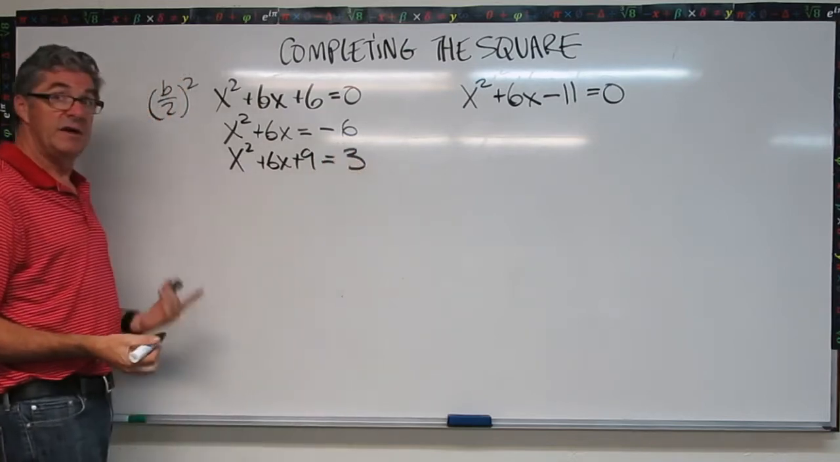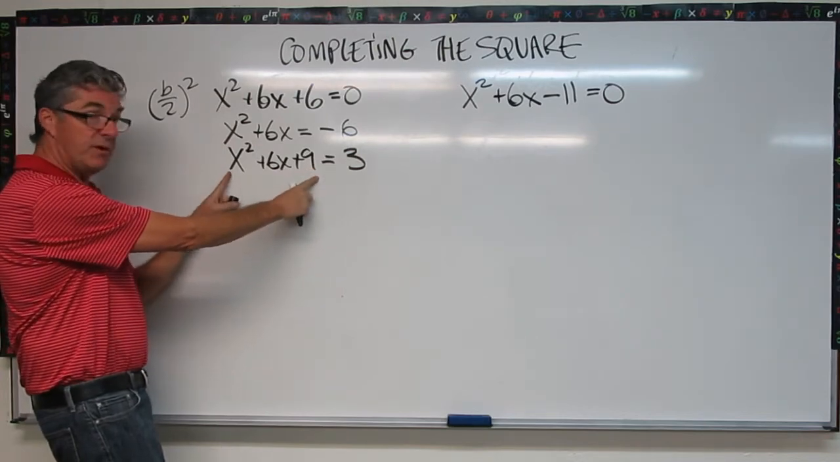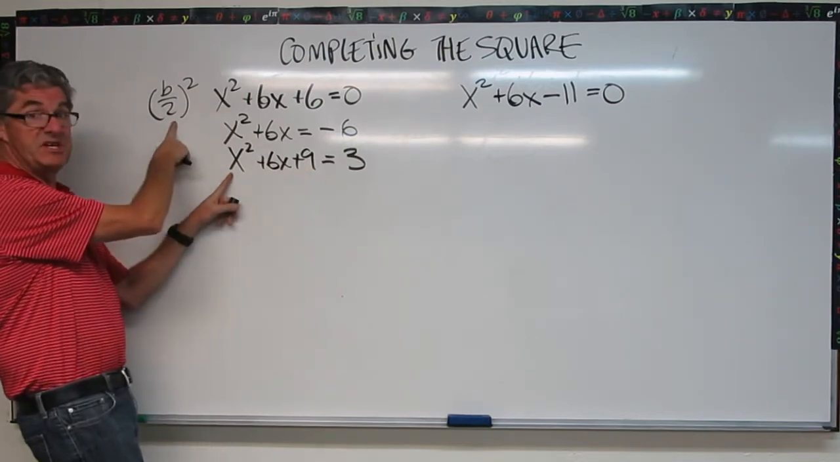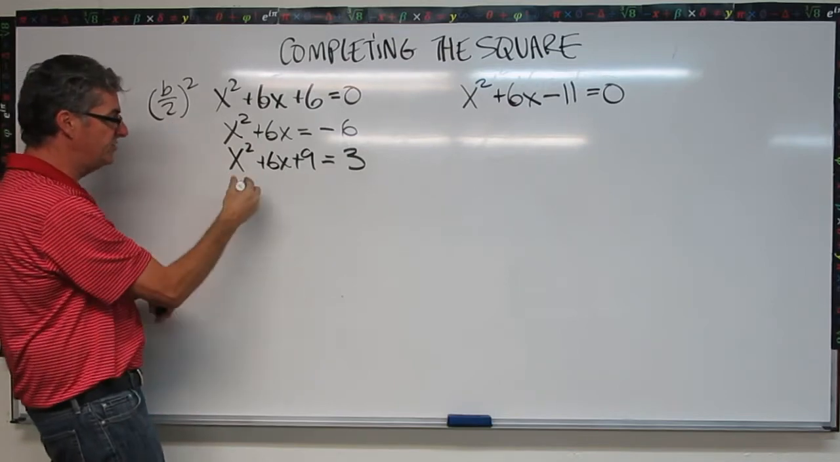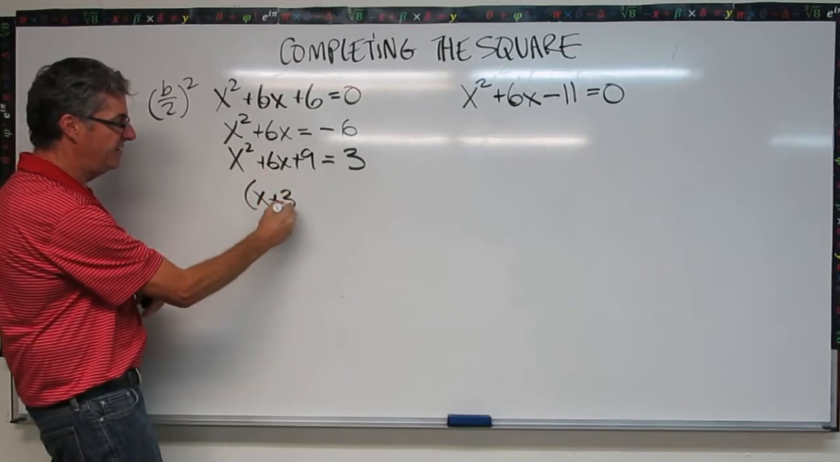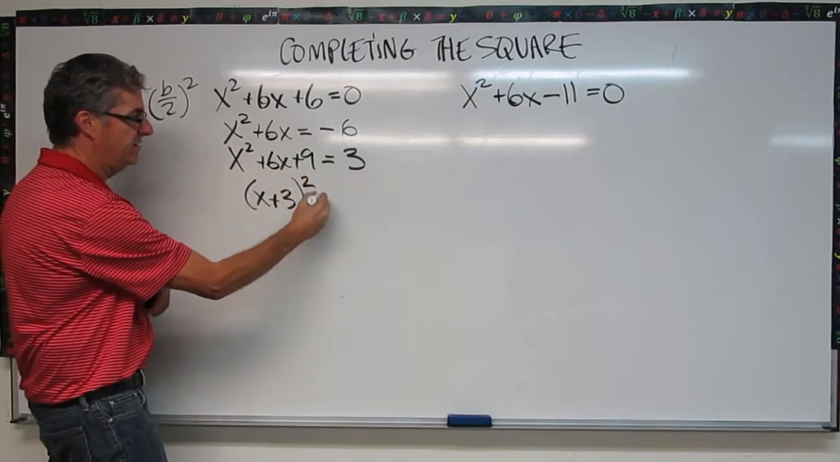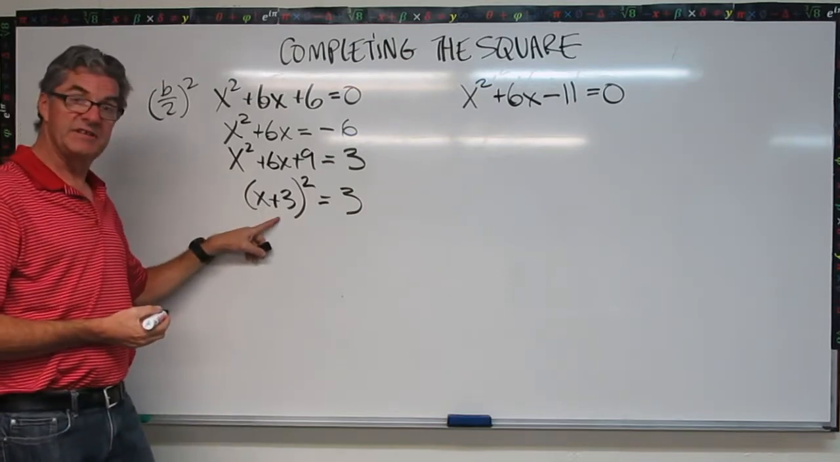So there we go. Now this is a perfect square. It is a perfect square because we did b over 2 squared. If you do this step right, then you can just go right to x plus half of that squared equals 3. So that's the step that's called completing the square.